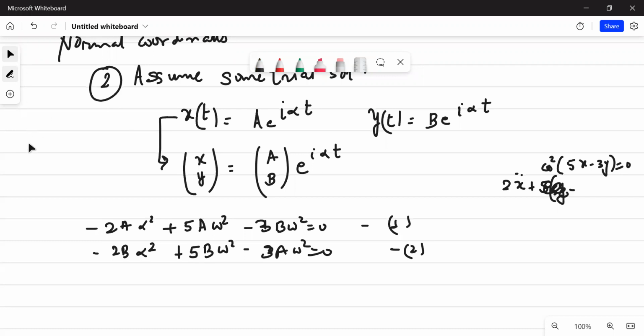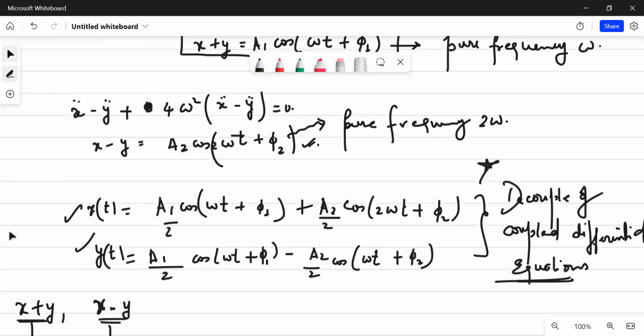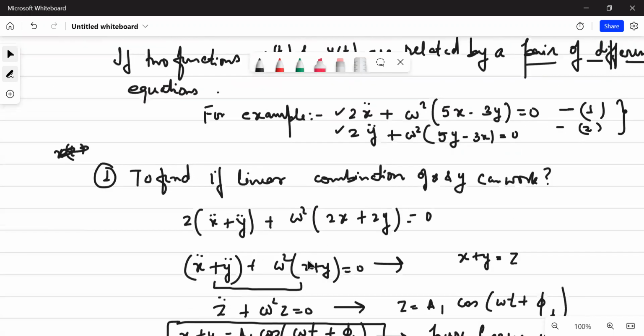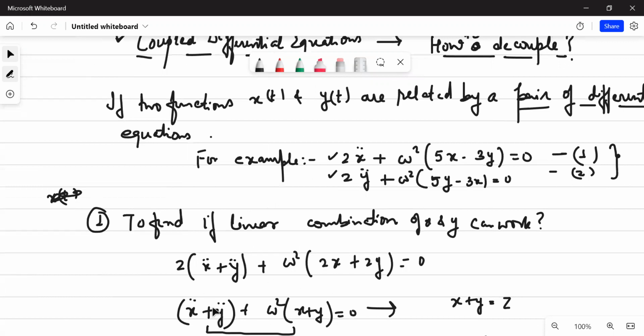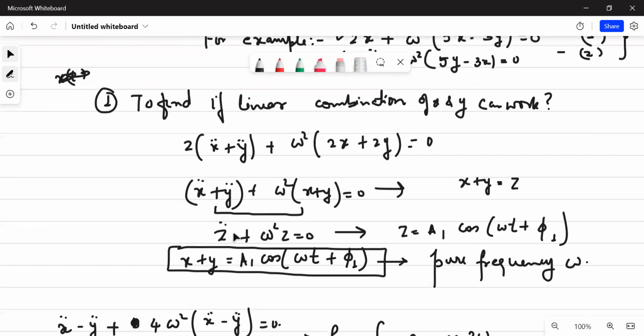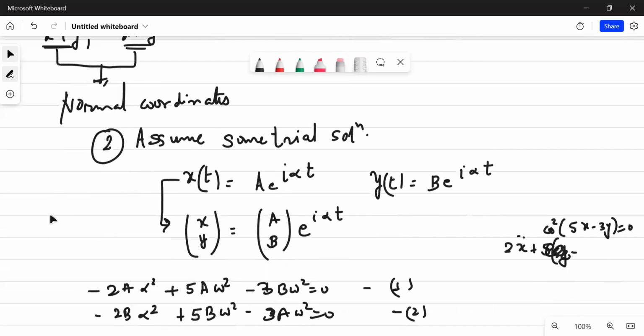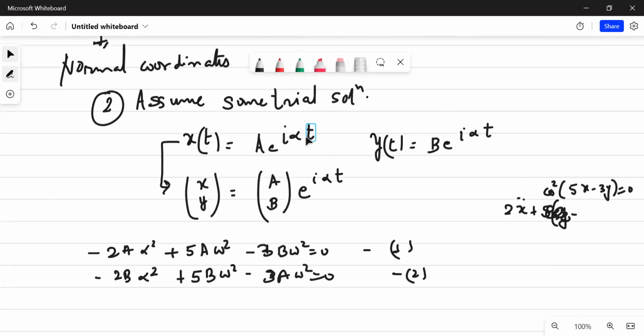So the answer is that one of the ways I've taught you to decouple a coupled differential equation may not always work. Here it was quite easy to see that there can be two different linear combinations which can move with a pure frequency, but you will not always be able to do that kind of maneuvering in the exam or otherwise. So what you can do is assume some trial solution.